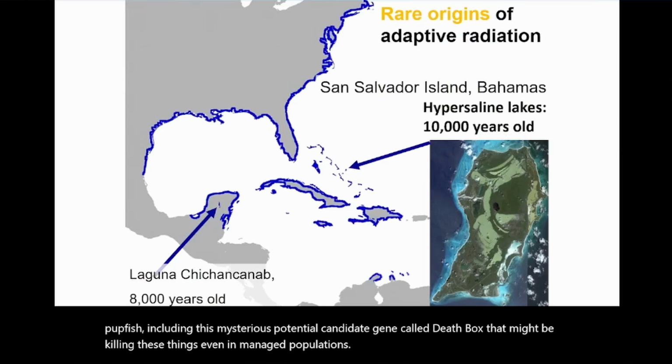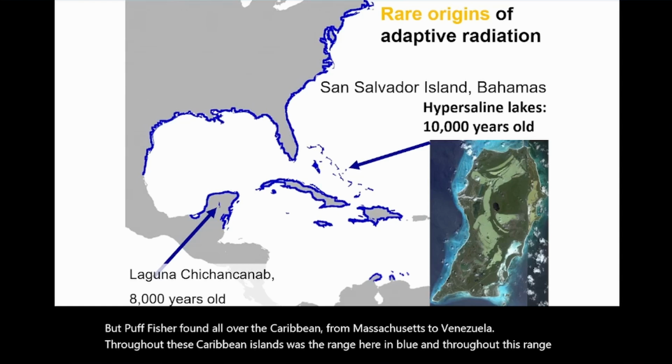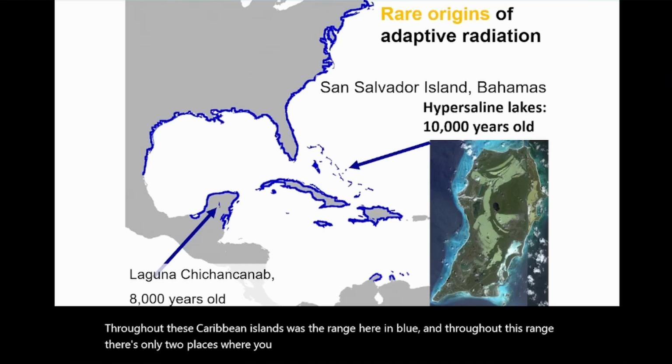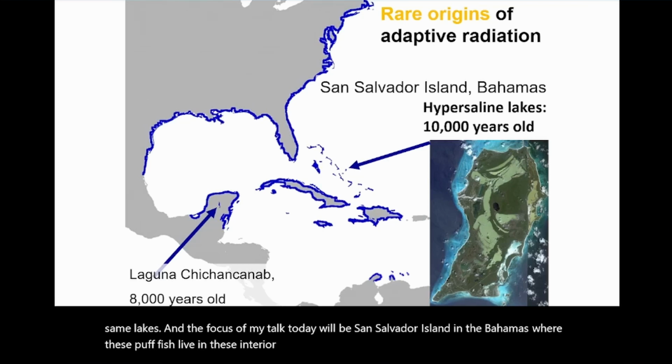But pupfish are found all over the Caribbean, from Massachusetts to Venezuela, throughout these Caribbean islands, which they range here in blue. And throughout this range, there's only 2 places where you get closely related sympatric species occurring in the same lakes. And the focus of my talk today will be San Salvador Island in the Bahamas, where these pupfish live in these interior lakes that are about 10,000 years old based on changes in sea levels.